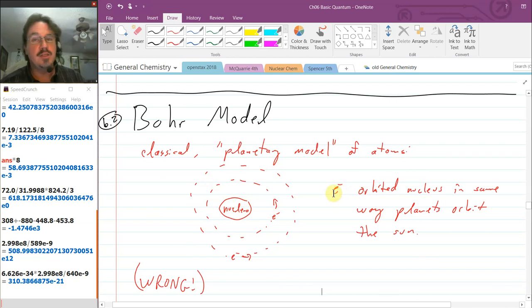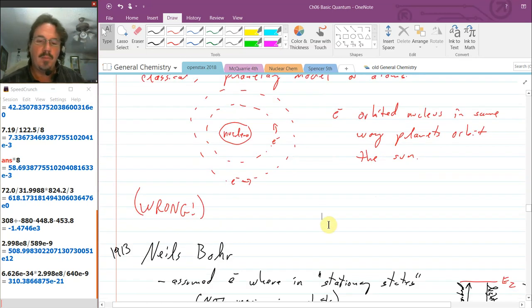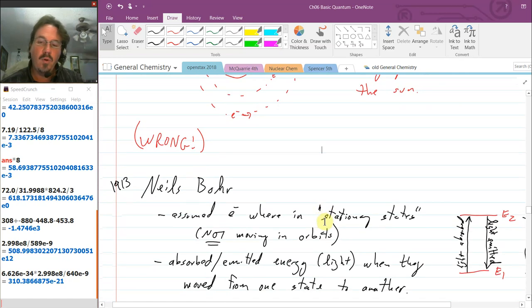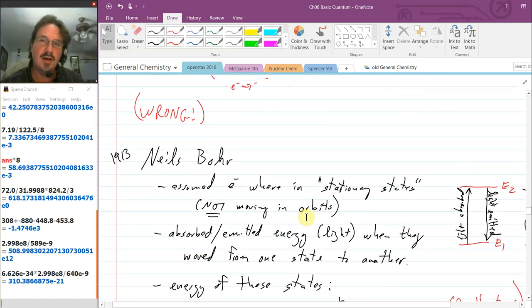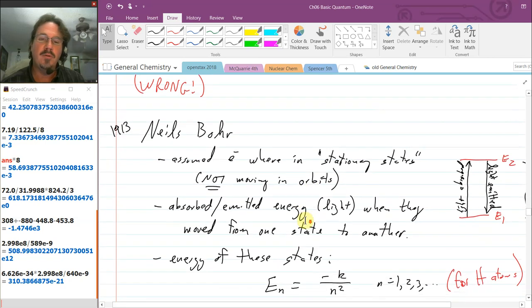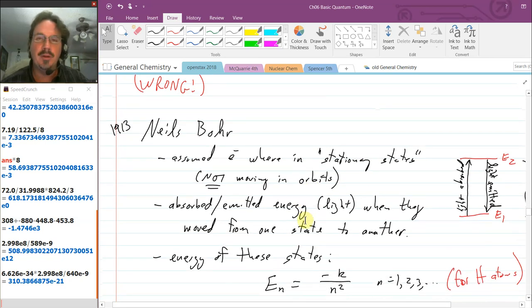Now this is the wrong picture. This is not what an atom looks like at all. Yeah, the nucleus is in the middle and the electrons are out there, but they're not revolving around like planets around the sun by any means. In fact, they don't even look like planets, we're going to find out. Just the wrong model. And Niels Bohr started to chip away at that wrong planetary model a little bit.